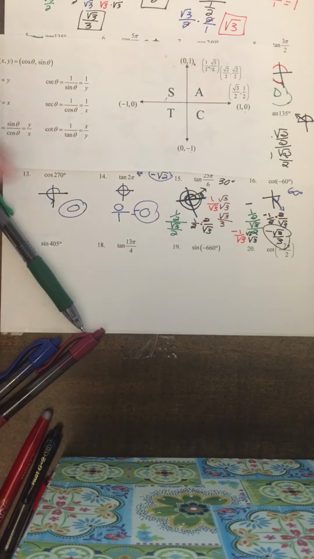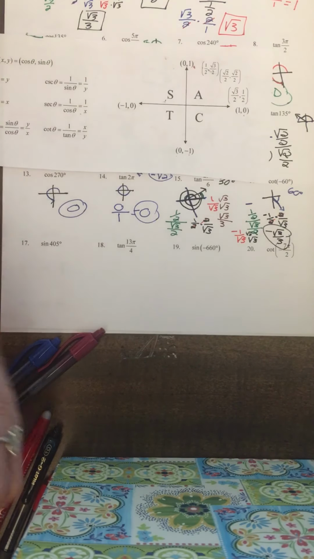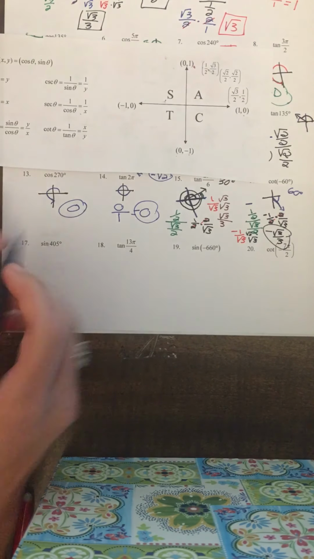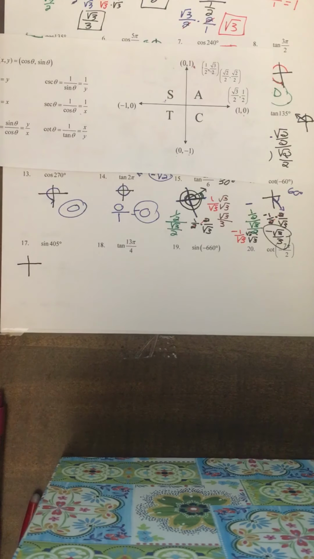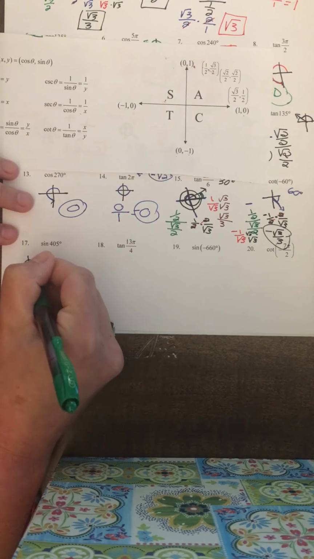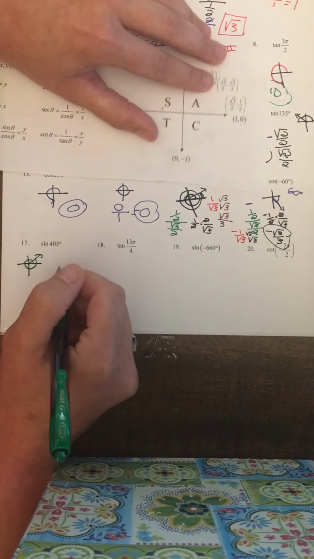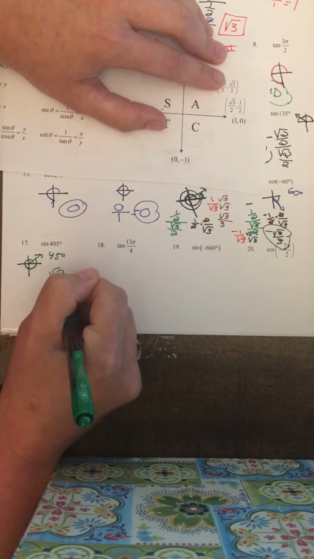Okay, next we have sine of 405. So we're going to go ahead and draw a sketch. That would be 360, and then we'd go another 45 degrees. We're in the first quadrant. Our reference angle is 45 degrees, and the sine goes second, so our answer is just the square root of 2 over 2.